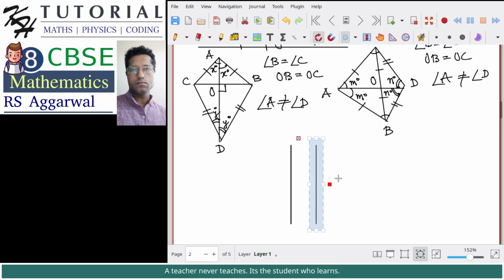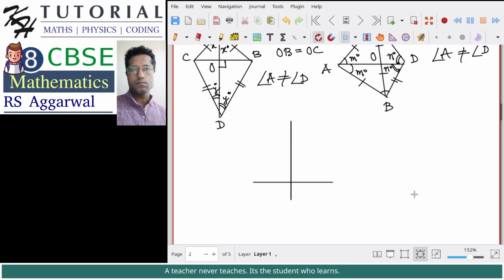Now let's say I am rotating this so that approximately they are intersecting at right angle. But remember, they will not bisect each other. So these are the two diagonals of a kite which are of equal length. Let's give names to the vertices. Let's give some other letters, P, Q, R, S.